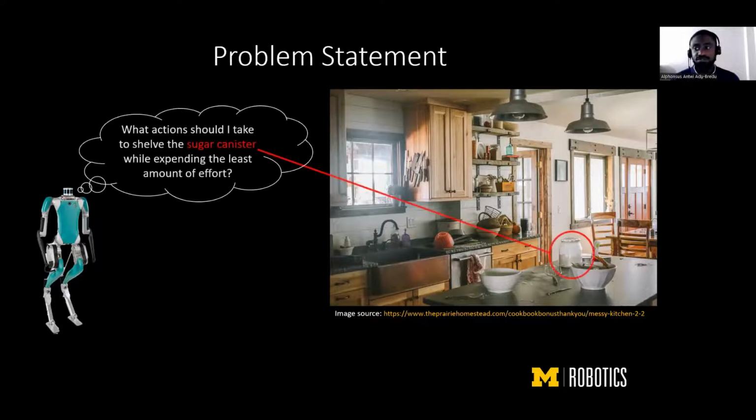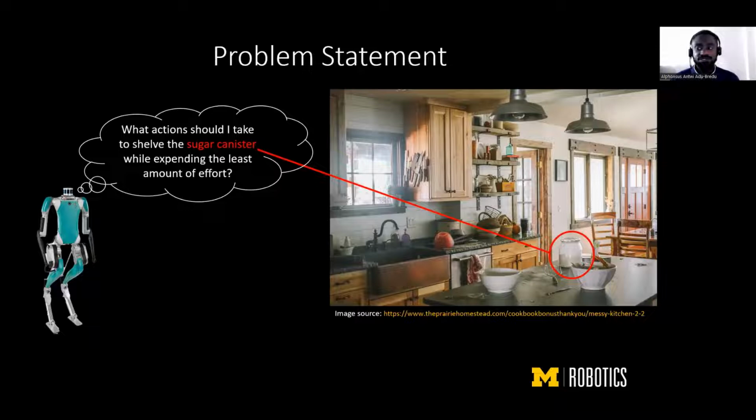The first question the robot asks itself is, what actions should I take to shelve the sugar canister while expending the least amount of effort? Another question the robot asks itself is, what should my stance pose and grasp pose be in order to pick the sugar canister and place it on the shelf?